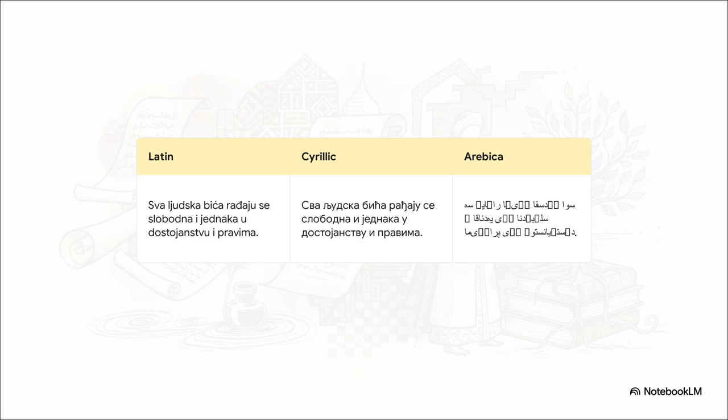What you're looking at here is the exact same sentence. It's from the Universal Declaration of Human Rights. All human beings are born free and equal. And it's written in Serbo-Croatian. But as you can see, it's in three totally different scripts.